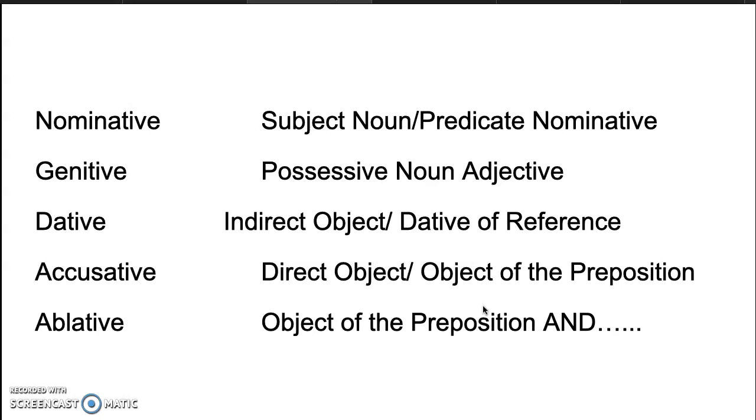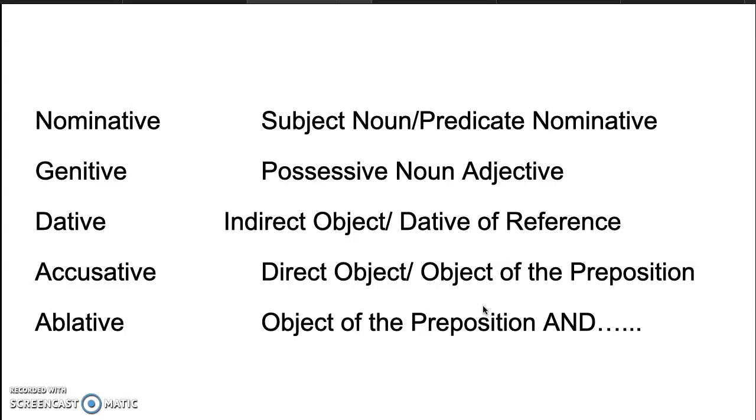So, in fourth grade, we learned noun jobs, and we learned that each case has noun jobs associated with it. The nominative is used to show either the subject noun or the predicate nominative. The genitive is used to show possession with something called the possessive noun adjective. The dative is used to show the indirect object, and this year we also learned it can be used to show the dative of reference. The accusative is the direct object, the object of the preposition.